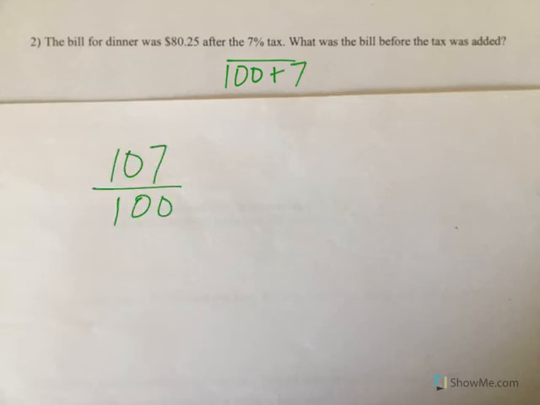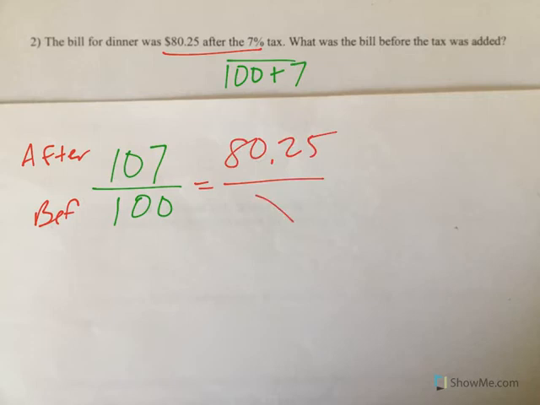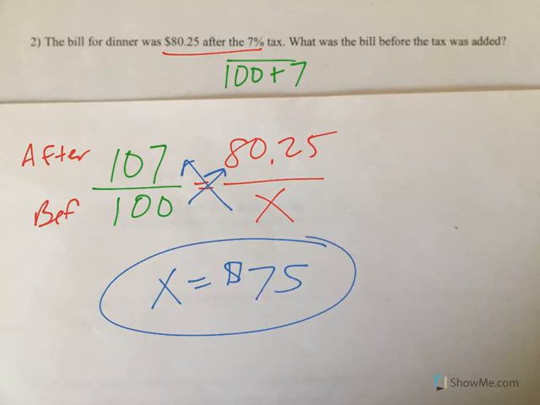The bill for dinner was $80.25 after the 7% tax. What was the bill before tax? Okay, hopefully you know that tax is added. So that gives me a 107 over 100. So this was after tax. This was before tax. So if the bill was $80.25 after tax, then we cross multiply, divide, and we get $75 for a pre-taxed bill.